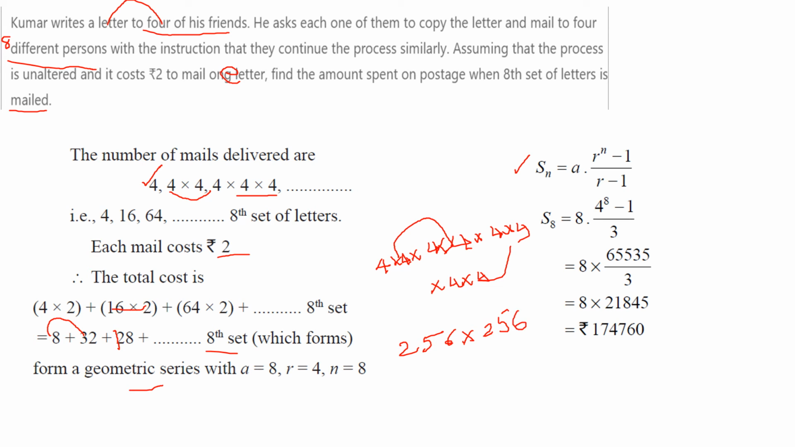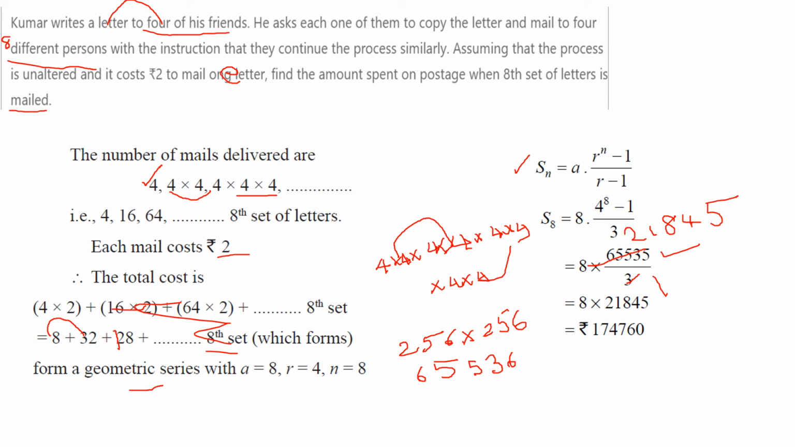256 into 256, you multiply and you get the answer 65,536. So minus 1 means 65,535 by 3. After you cancel, 1 3 is 3, 2 3s are 6, 1 3 is 3, 8 3s are 24, 4 3s are 12, 5 3s are 15.